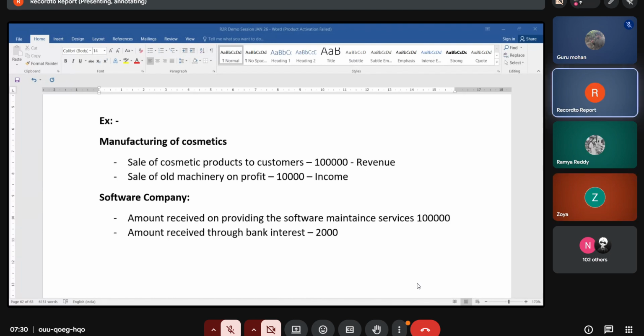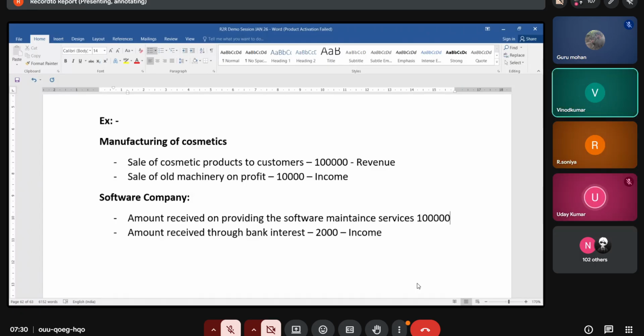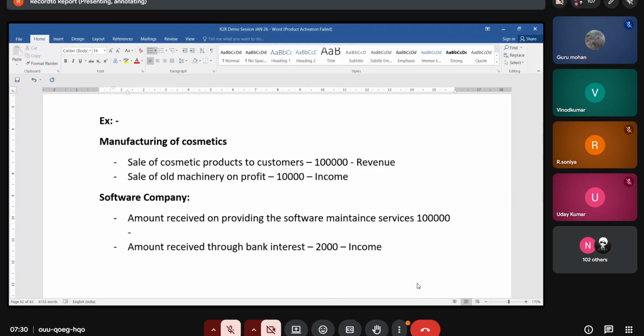Another one is interest received on our bank. So which one will be treated as revenue and which one is the income, guys? First one is revenue. Bank interest income. Okay. So bank interest is an income. Revenue which is generated from software maintenance is a revenue, guys. Okay, understand? So two important meanings, very important to be remembered, guys.